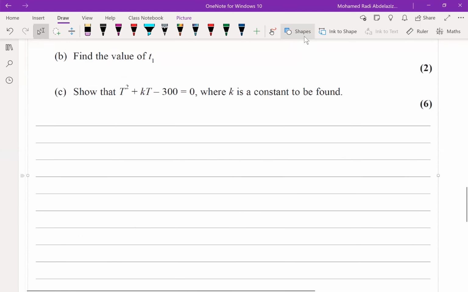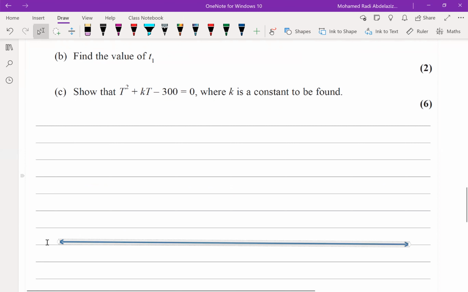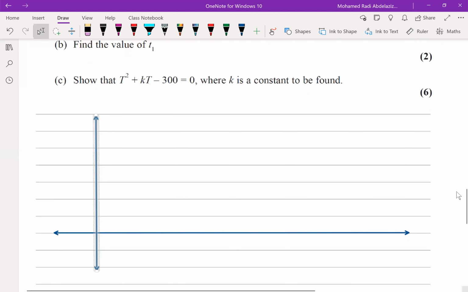First, to sketch the speed-time graph, we can start by showing the horizontal line to represent time and the vertical to represent speed or velocity. For the car moving with constant velocity 40, we can show it as a horizontal line with speed 40. You have to show the speed here is 40.